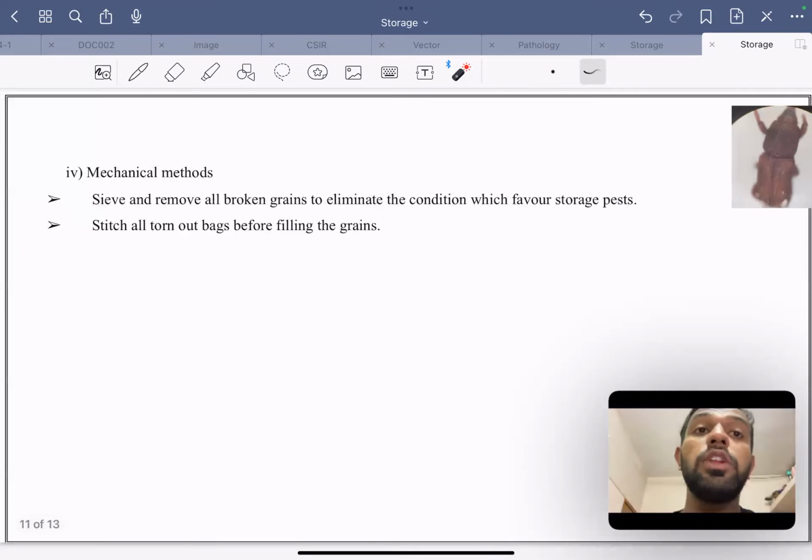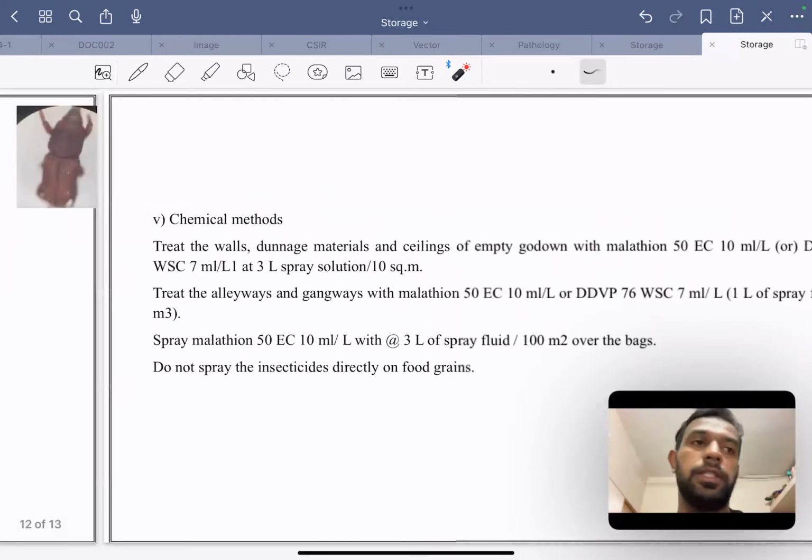The fourth one includes mechanical methods, such as removing these insects by the method of sieving, and removing the broken grains to eliminate the conditions that are favorable to the storage beetles. Then you can stitch the torn bags before filling the grains, because if there is any debris present there, automatically this will become a lure for attracting these insects.